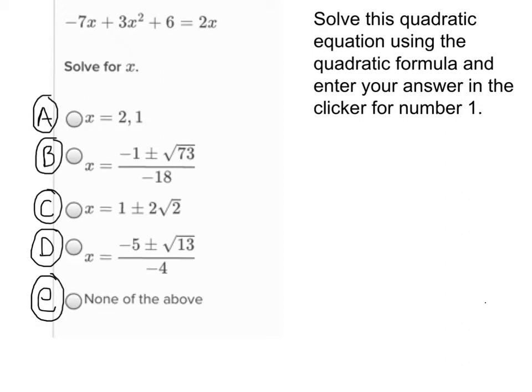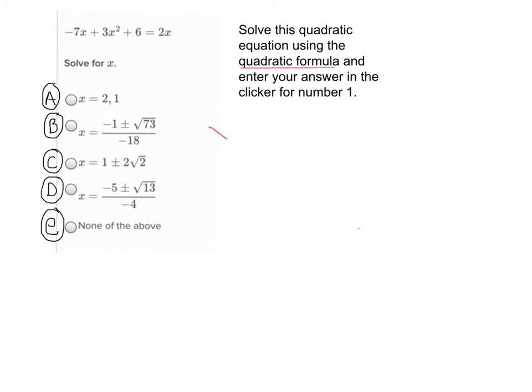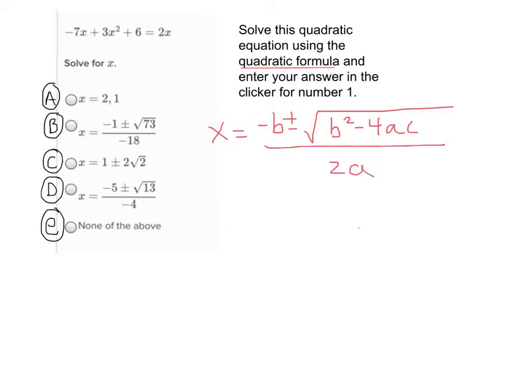All right, so this problem right here wants us to solve the quadratic equation using the what? Yeah, so the first step in using the quadratic formula is to go ahead and write it, okay? So I always write x equals negative b plus or minus the square root of b squared minus 4ac all over 2a, not just the radical over 2a, the whole thing over 2a.